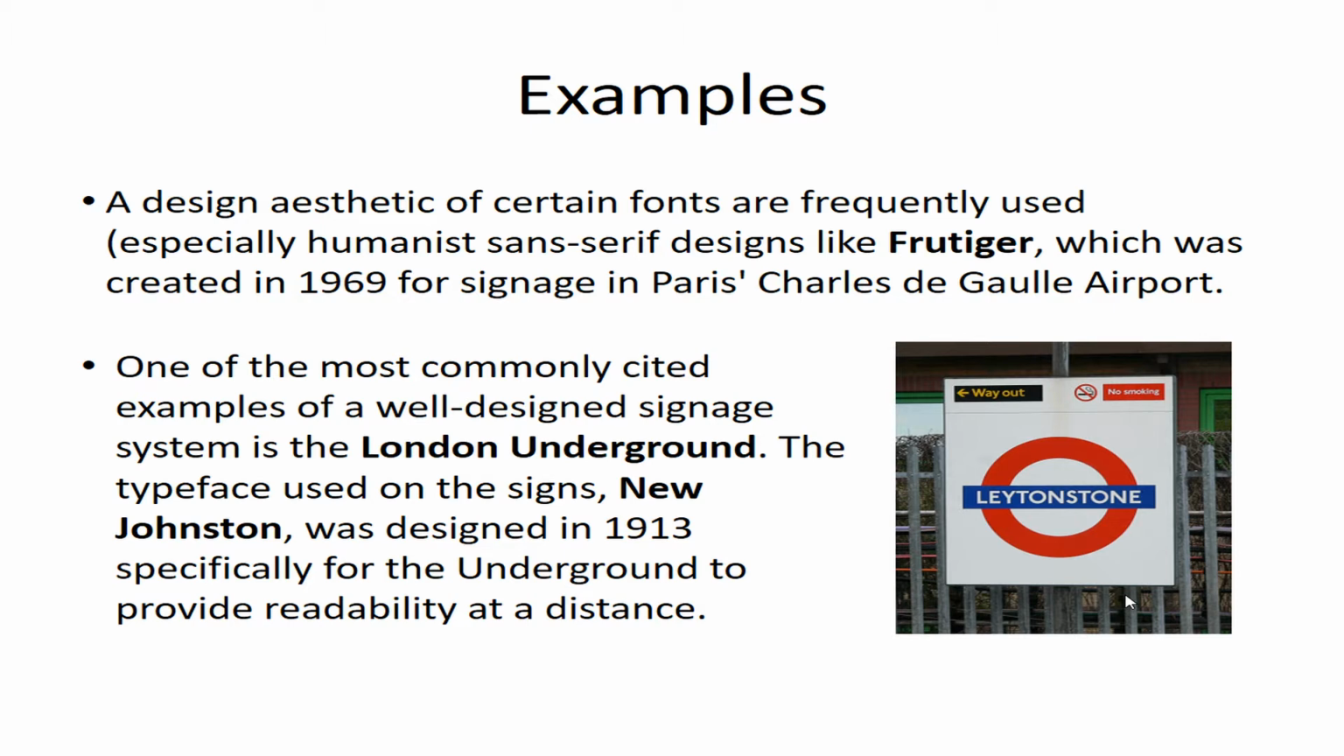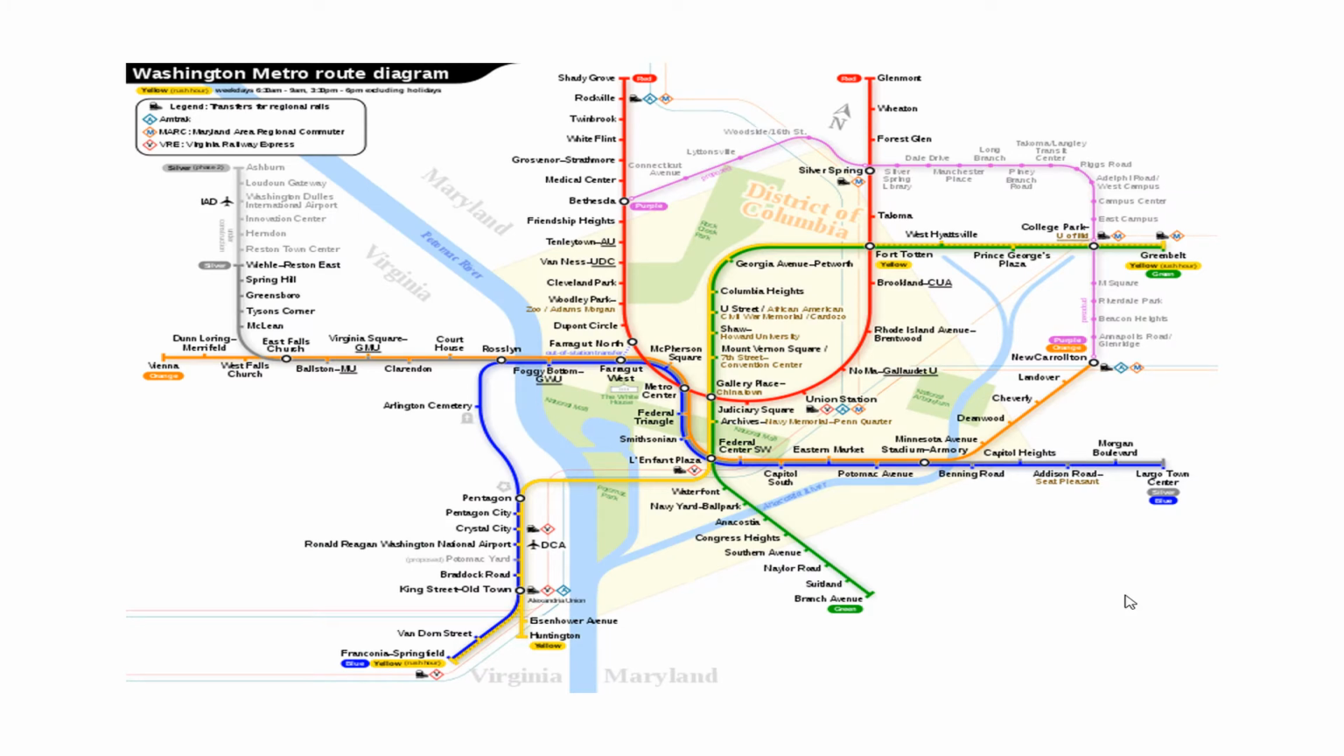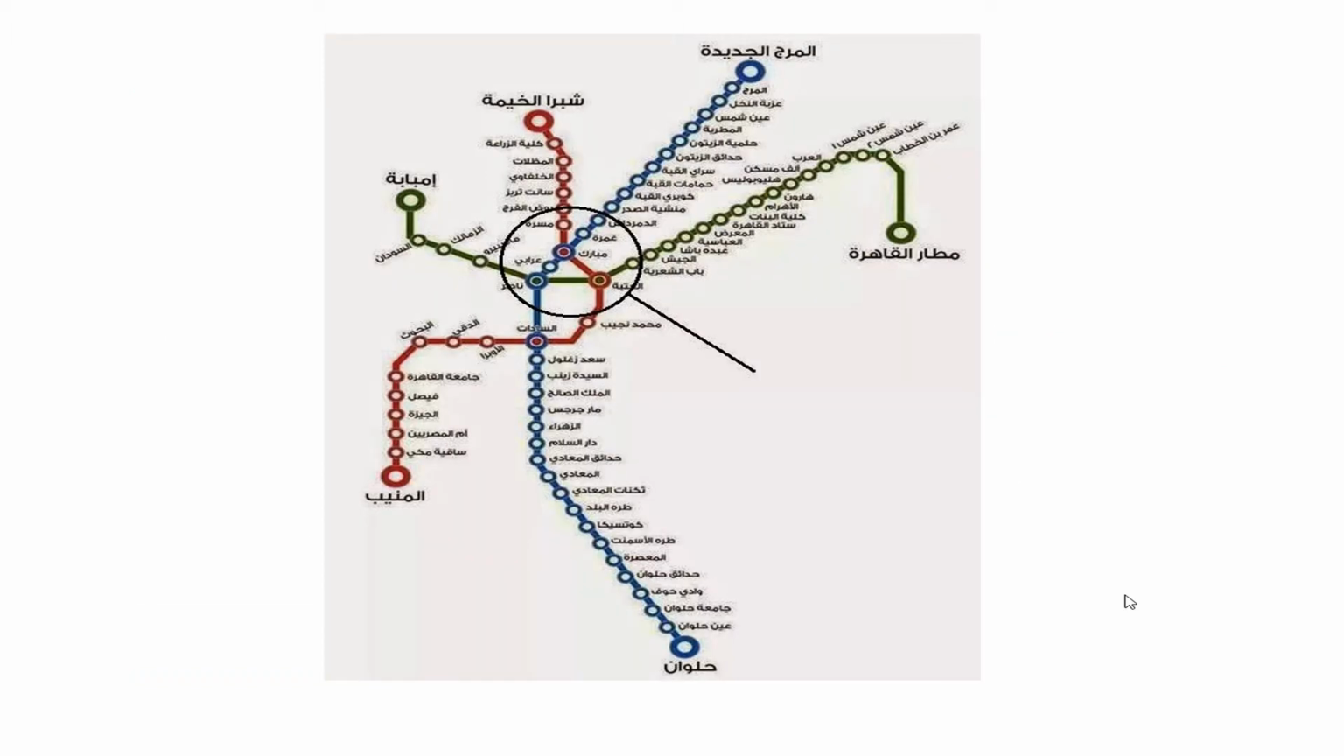This is an example of the Washington Metro route diagram, a typical infographic you find in almost all modern cities. It has a red line, a green line, a yellow line, an orange line, and blue and gray lines. In Egypt, in this particular infographic, we find three lines: the green that goes from Cairo Airport to Imbaba, the blue that goes from Helwan to El Marg El Gedida, and the red one that goes from El Munib to Shubra El Khima.